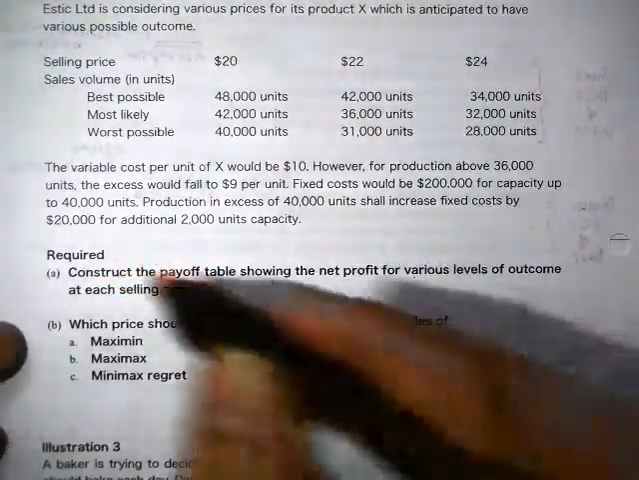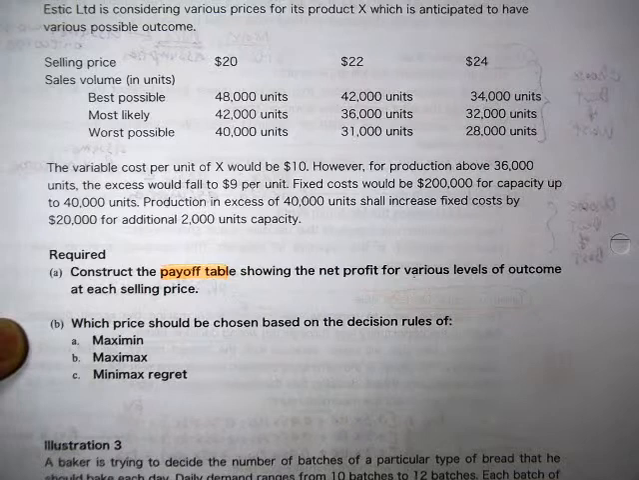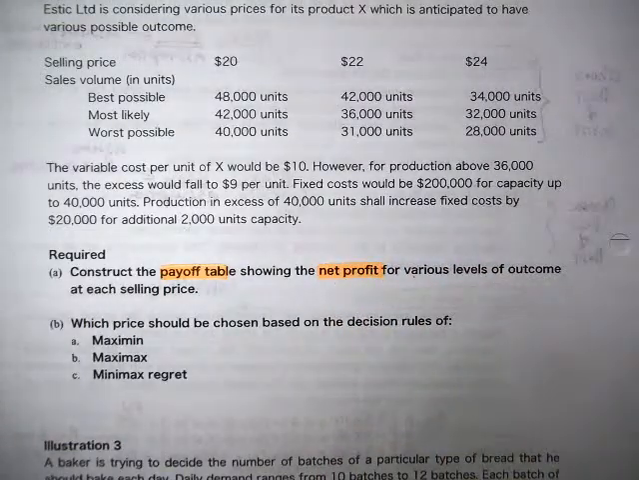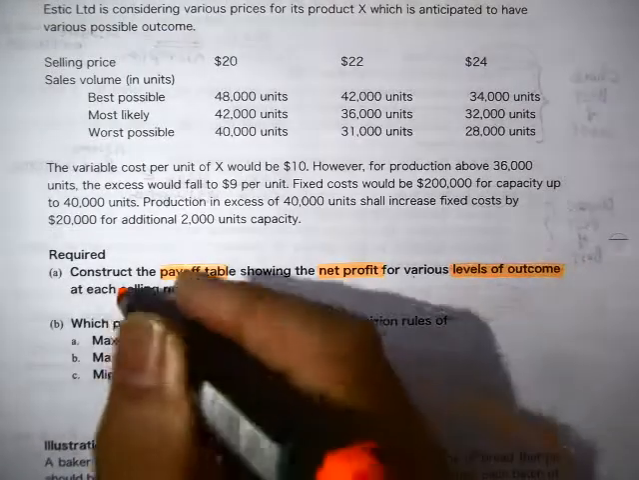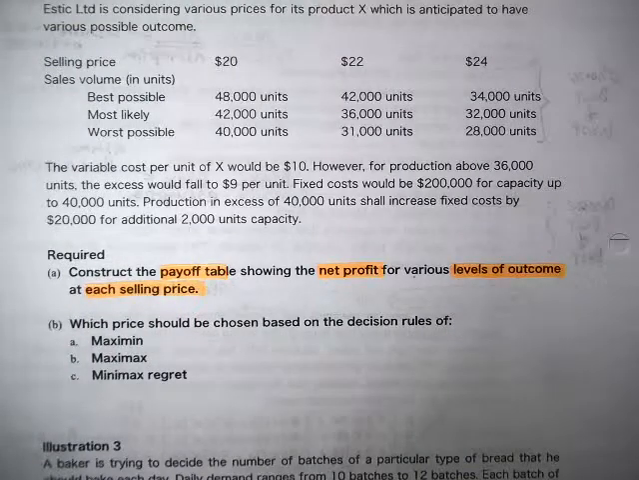Okay, they want us to construct a payoff table that shows only the net profit. I just want the profit only, okay? For various levels of outcome at each selling price. Now, you must get the table first, then only you can do the decision rule.